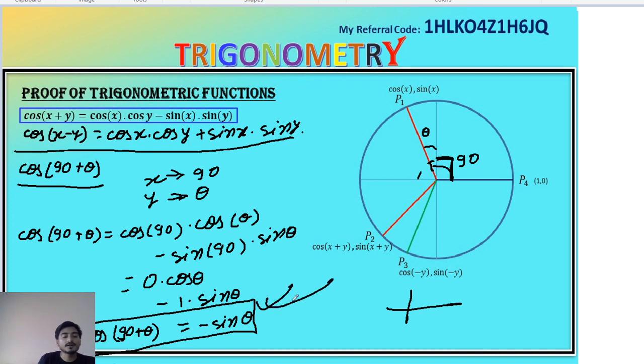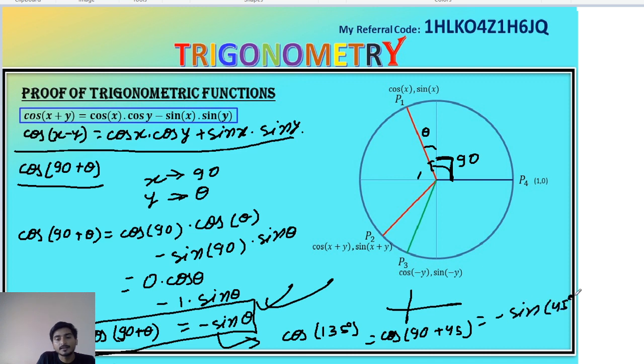Okay, coming to another thing. Now if we know cos of 90 plus theta, I can put it and see where we can use this property. If you are given cos of 135 degrees, you can easily say that this is equal to cos of 90 plus 45 degrees, and that is equal to minus sine 45 degrees. So that is nothing but minus 1 by root 2.